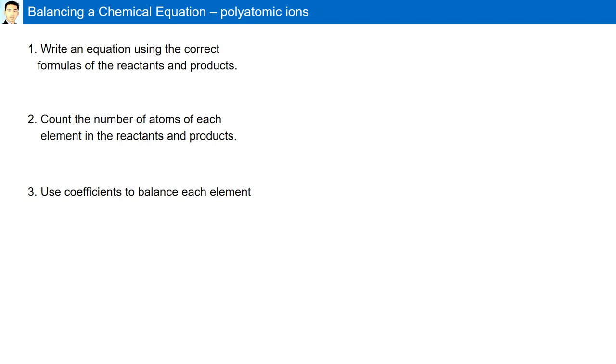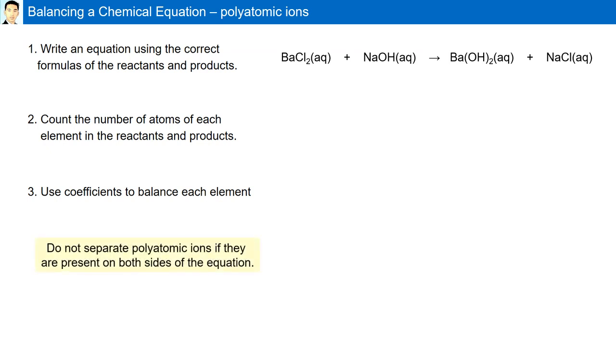Balancing a chemical equation with polyatomic ions. First, we need to write the equation using the correct formulas of the reactants and products. Next, we need to count the number of atoms of each element present. However, we do not separate the polyatomic ions if they're present on both sides of the equation.